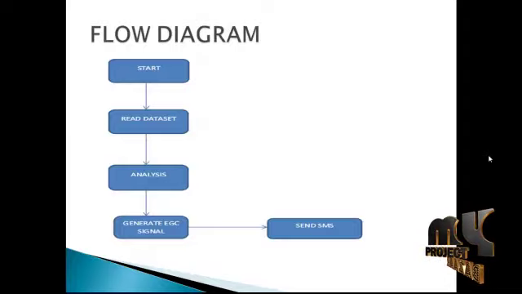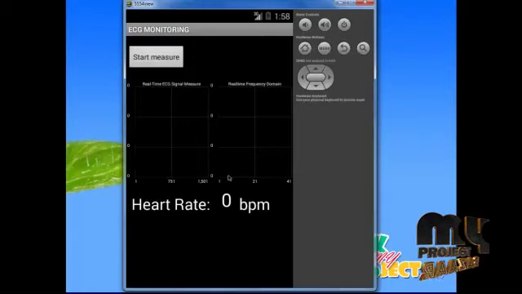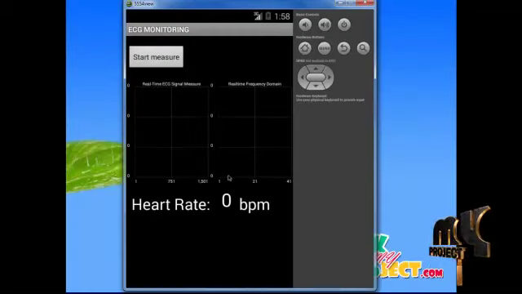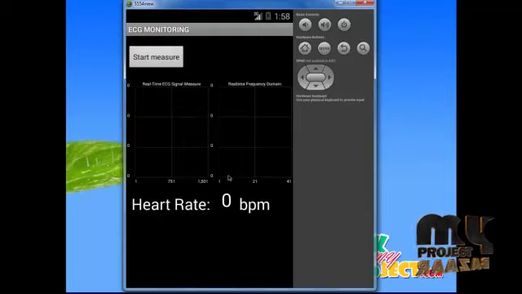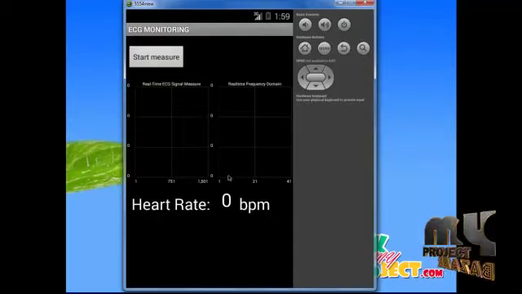Let's see the demo of this project. This is the starting page of our application. First one is the start measure button. The next one is the real-time ECG signal measure graph, and the next one is the real-time frequency domain graph. The x-axis contains the heart rate value and the y-axis contains the data representation. The next one is the text view heart rate, which indicates the heart rate and converts it into decimal numbers.